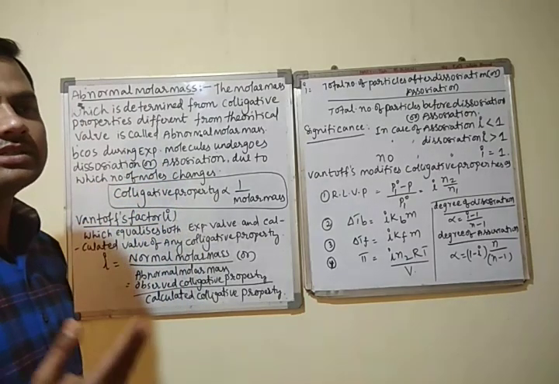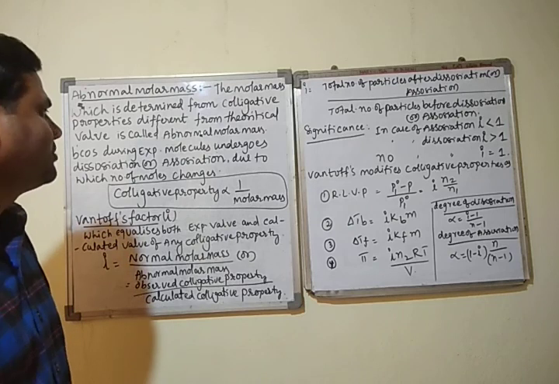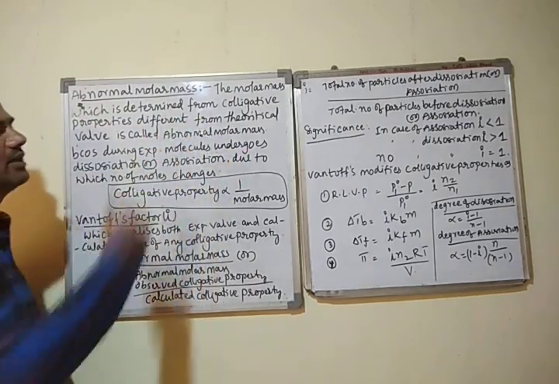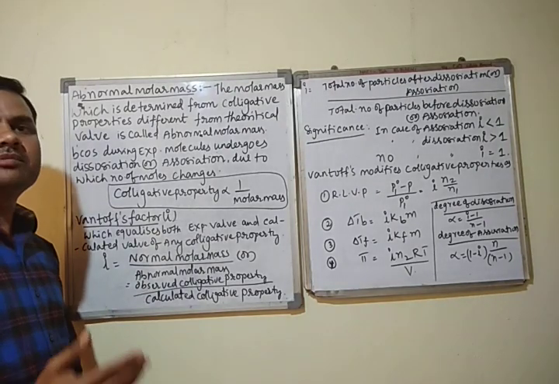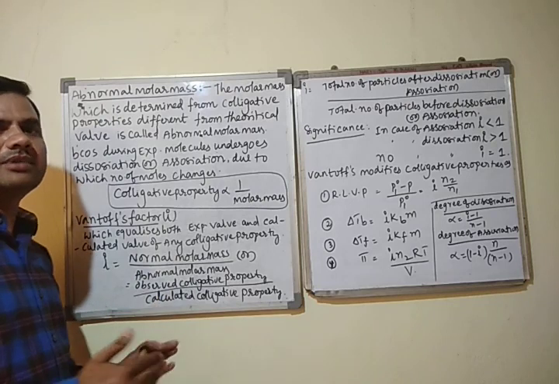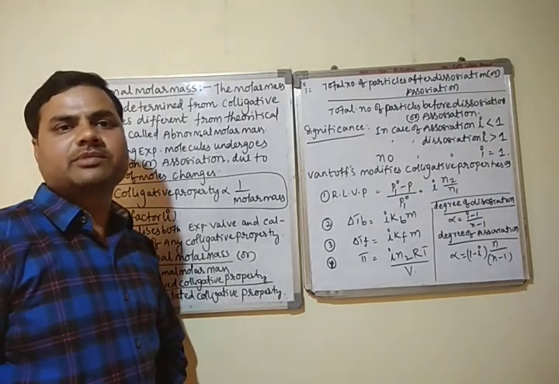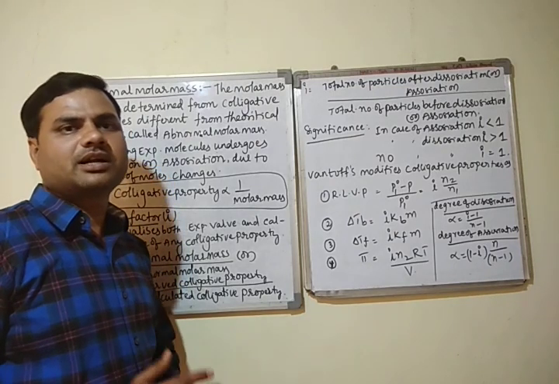See here, the molar mass which is calculated from any one of the colligative properties, if it is different from the theoretical value, that molar mass is called abnormal molar mass. Why abnormal? It is the molar mass calculated from the colligative property, and the molar mass calculated from the theoretical value, both are not equal. Why is this?